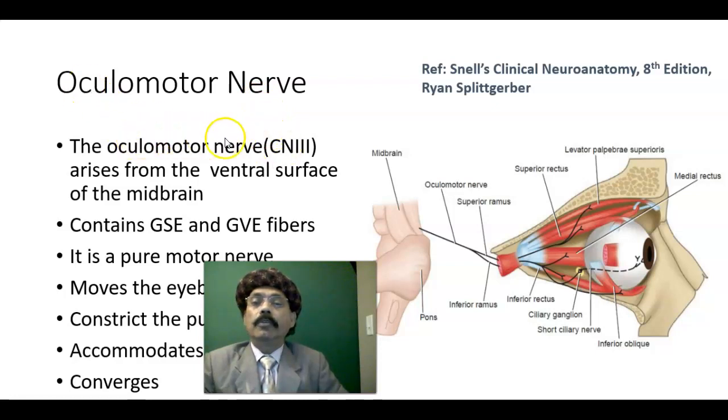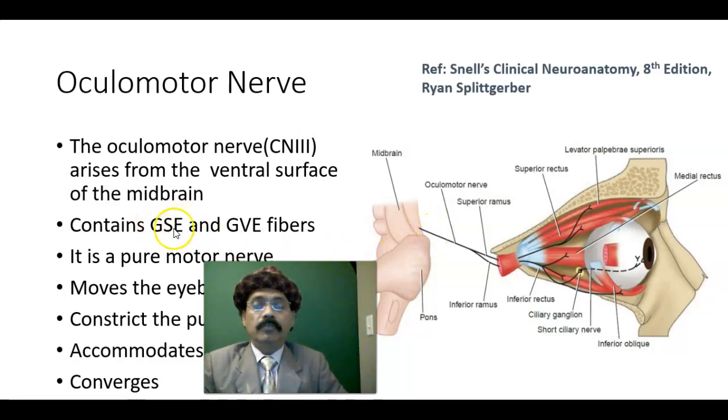The oculomotor nerve arises from the ventral surface of the midbrain. This is the midbrain. This is the beginning of the oculomotor nerve. It emerges in the interpeduncular fossa between the basis pedunculi. Okay, so it is coming out here from the ventral aspect of the midbrain.